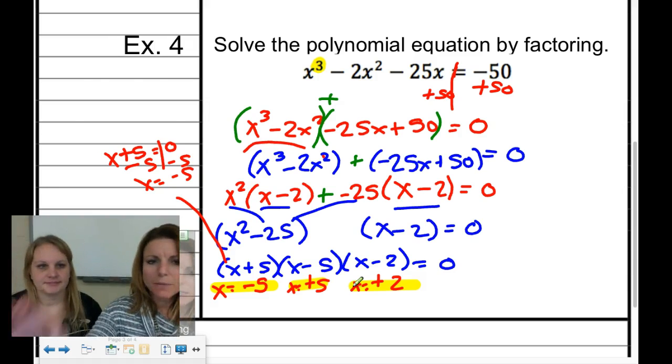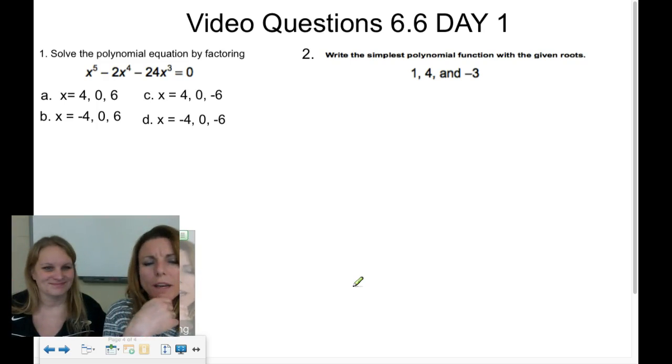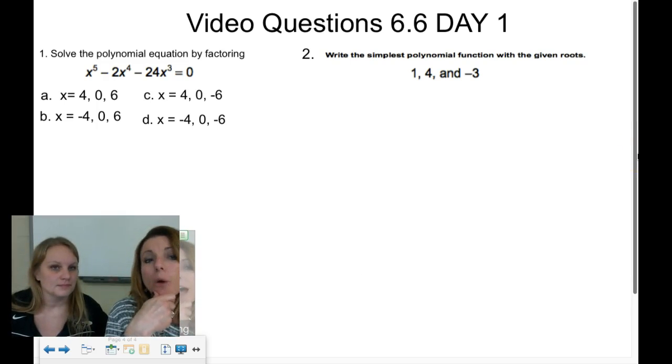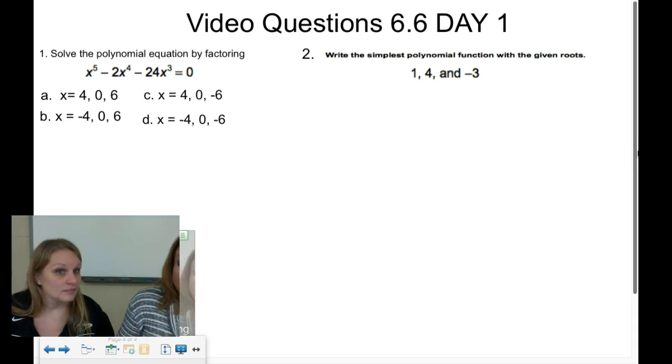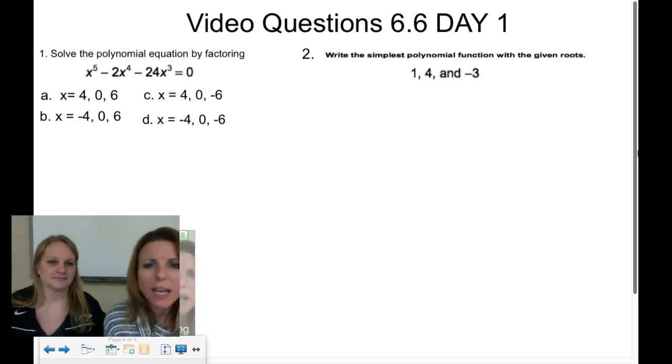Nice. Next page. Video question 1. Solve the polynomial equation by factoring. Now, I know we didn't do an example like this. However, step 1, factor out the greatest common factor, which will be x cubed. And then write what's left over. Just try it. I think you can do it.